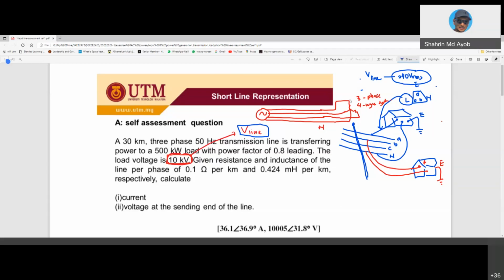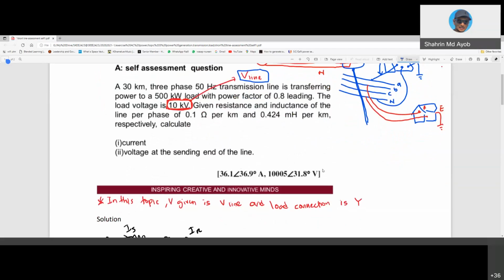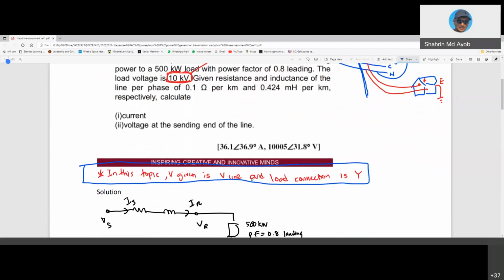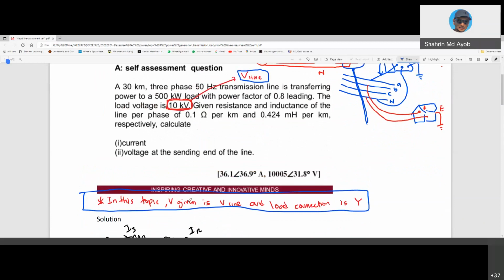And the type of load connected here is usually Y connected, which I have also explained in my pre-recorded video. As can be seen in my example here, I also highlighted this. In this topic, the voltage given is the V line and the load connection is a Y connection. This is very important because usually in the question, we will not give you this information. It is very crucial to know about this.